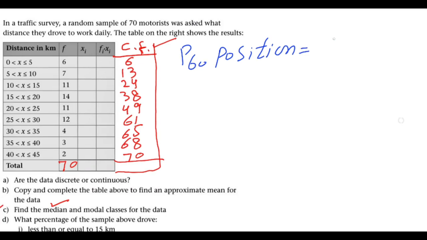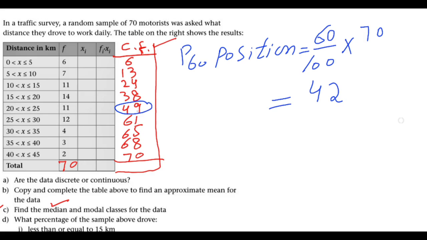So the P60 position: 60 over 100 multiplied by the total number, which is 70. Now I use my calculator. The answer will be 42. So we need to look in the cumulative frequency where 42 falls in. 42 falls in this cumulative frequency, the 49. So the class interval is between 20 and 25.